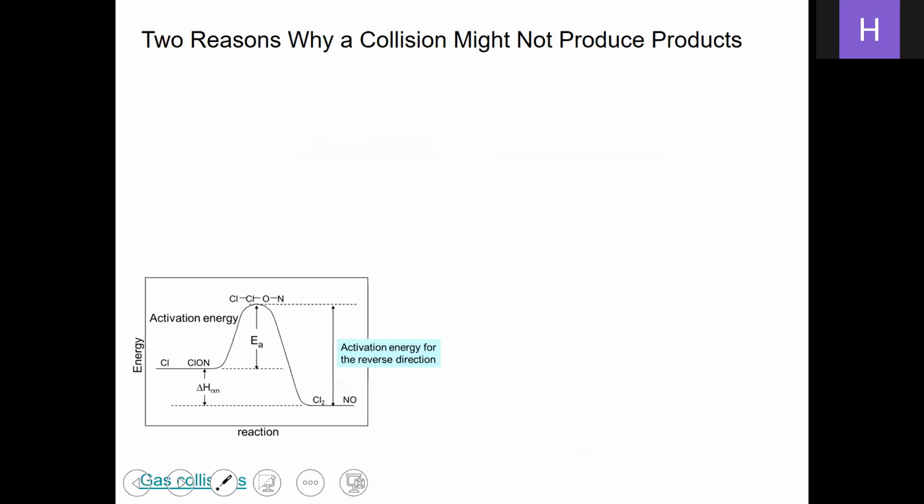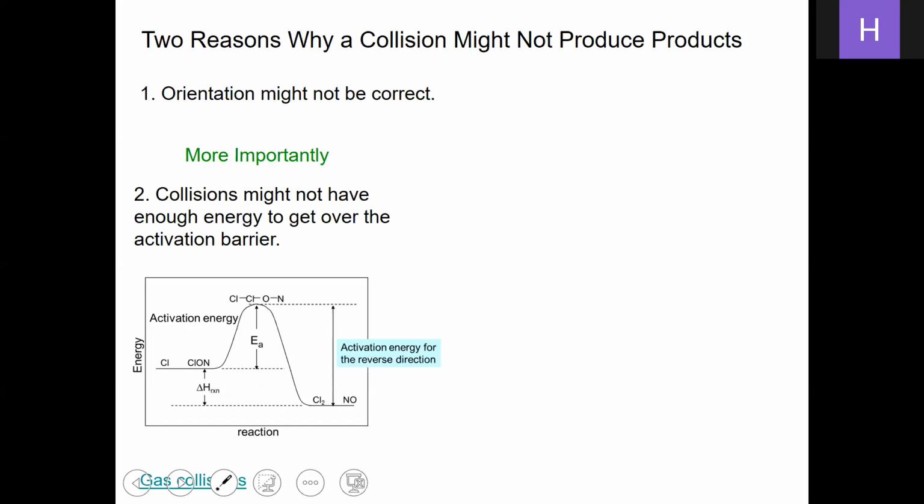We said a bimolecular reaction has to have a collision in order to produce products. There are two main reasons why you may not produce products even when things collide. Number one reason is maybe the orientation is wrong. So if you go back to our first slide, the chlorine bumping into the oxygen, that was wrong orientation. More importantly than wrong orientation, the molecules may not have enough energy to overcome the activation barrier.